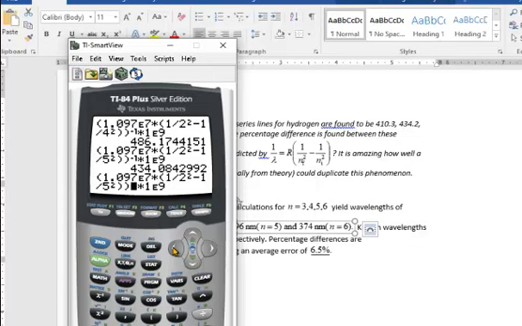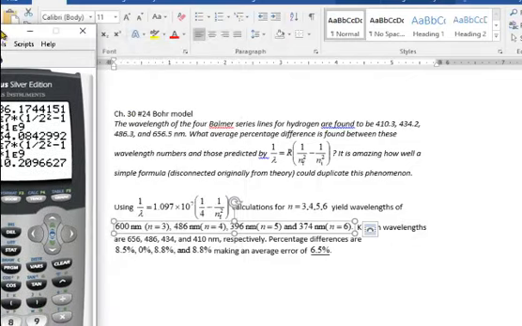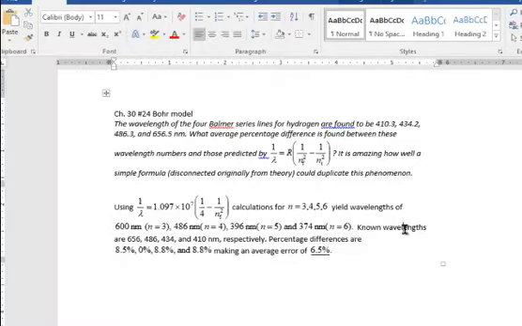The 656 is the red line. The 486 is the blue or turquoise line, or aquamarine. I'm sorry, the 434 is the violet line, deep in the violet. And then this one here, the 410, is also so deep in the violet that the human eye actually cannot perceive that. In any case, the last two here, 434, 410, I have no idea how in their solution manual they came up with these numbers here.